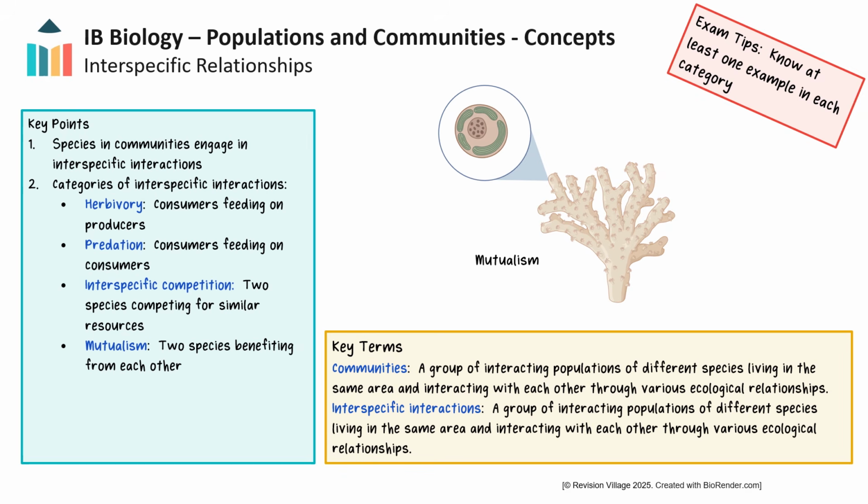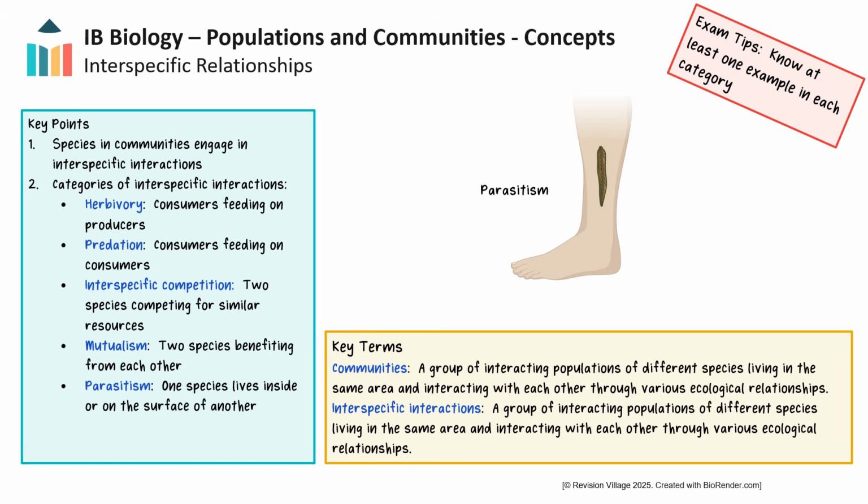Mutualism occurs when two species benefit from their interactions, for instance, in corals, which we'll discuss in a moment. Parasitism is when one species lives inside or on the surface of another organism, siphoning nutrients from the host, for instance, when a leech feeds off the blood of a host. The parasite benefits while the host is harmed in this relationship.